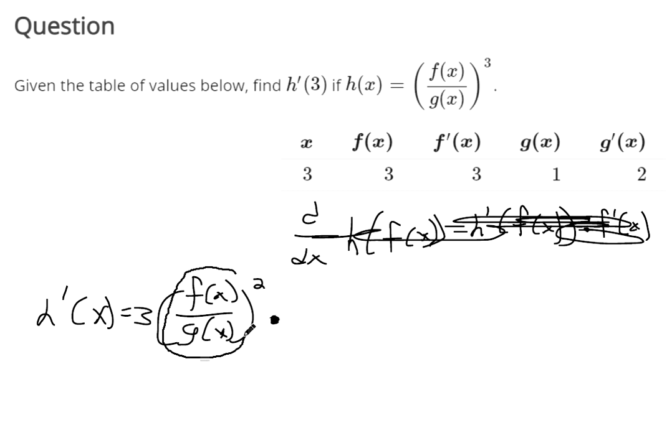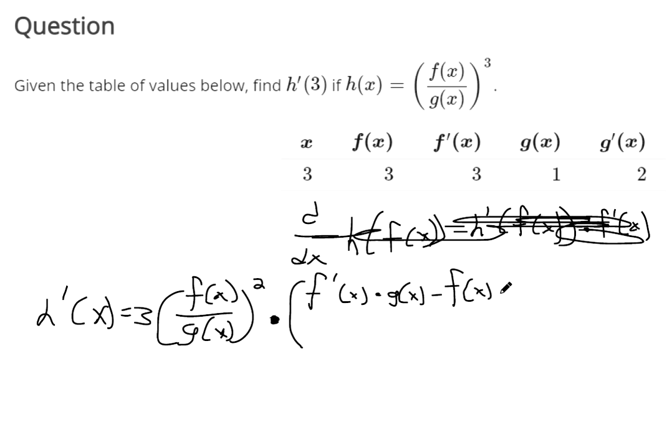So now I'm ignoring the outside function. I'm just looking at f of x divided by g of x. And if I try to evaluate that derivative, I need the quotient rule. So it's a derivative of f of x, the numerator, times g of x kept the same, subtracted by f of x times the derivative of g of x. And that's all being divided by g of x squared. Okay, we're done. We have the derivative with respect to x.